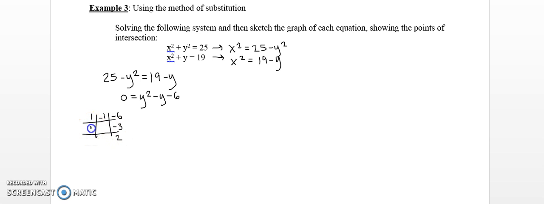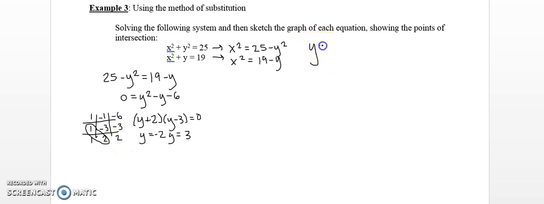The greatest common factor between 1 and negative 3 is 1. Between 1 and 2 is 1. 1 times negative 3 is negative 3, and 1 times 2 is 2. So if we look at the diagonals once again, I get y plus 2 and y minus 3. If I set each of these equal to 0 and solve, I get y equals negative 2 and y equals 3. So those are my two y values. Now I need to figure out what the x values are.